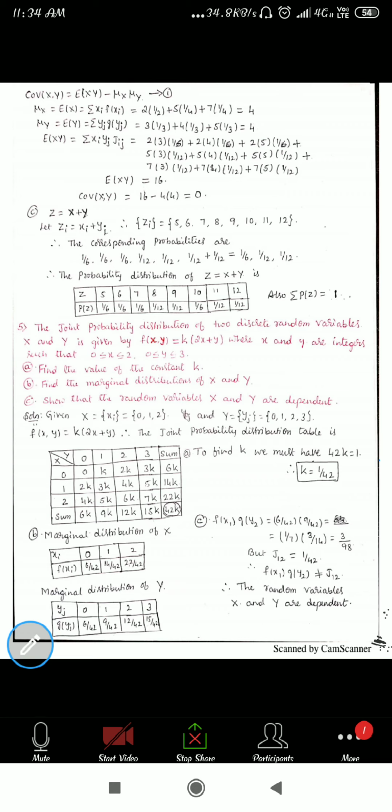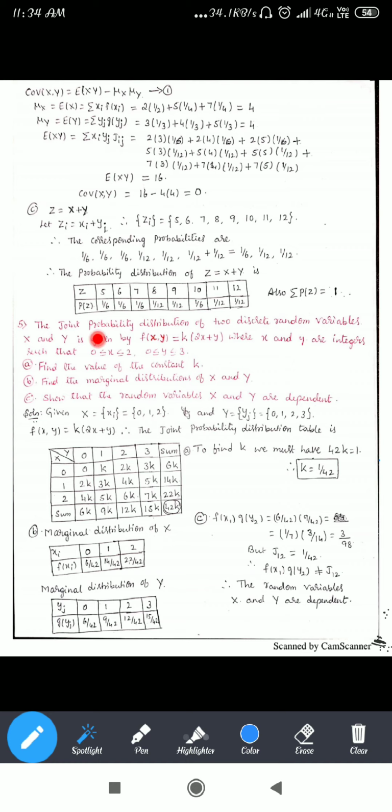Next thing is the joint probability distribution of two discrete random variables x and y is given by f of xy is equal to k of 2x plus y, where x and y are integers, where x lies between 0 to 2, 0 to 2 means 0, 1, 2. Y is 0 to 3 means 0, 1, 2, 3. So x and y values are given, and when x is equal to 0, y is equal to 0, what happened for f of xy? That is k into 0 plus 0, you'll get 0.